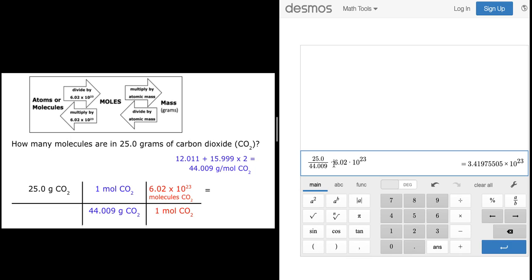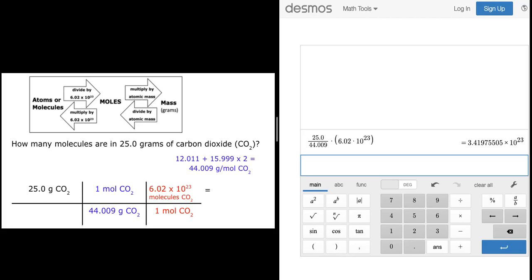And it's good practice to put your scientific notation in parentheses. For this question, it's not going to matter, but if you are dividing by scientific notation, then it does matter. So it's just good practice to keep that all together. So when I plug this in my calculator, I got 3.41975 times 10 to the 23rd.